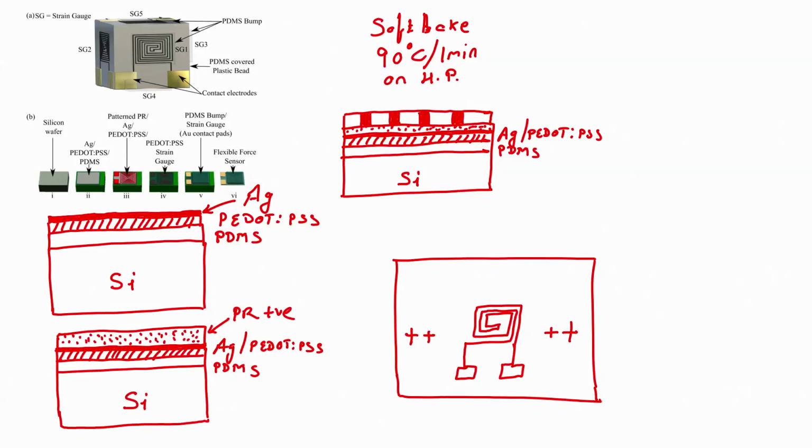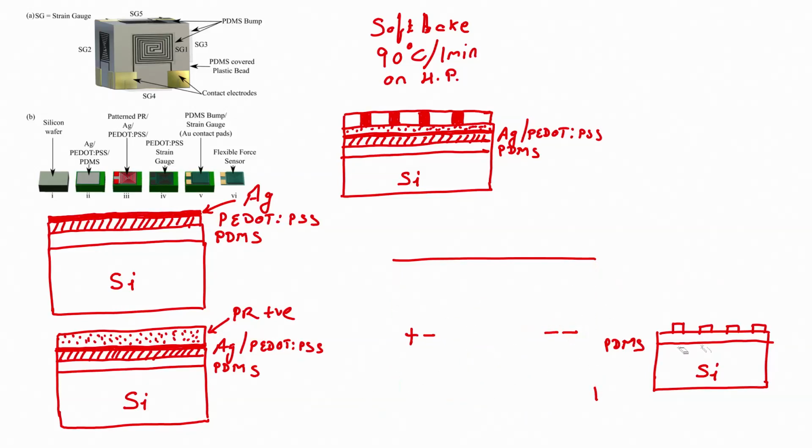Right, something like this. So, if I take a cross section of this, what will I see? I will see substrate, with strain gauge, and this is my silicon, and that is PDMS, correct. This is how the cross section will look, correct.